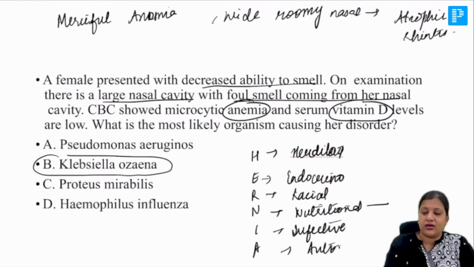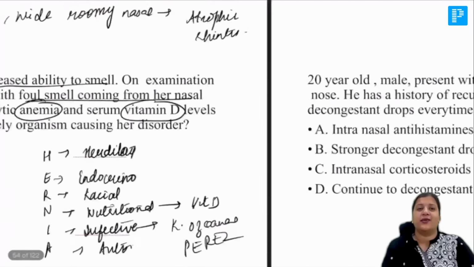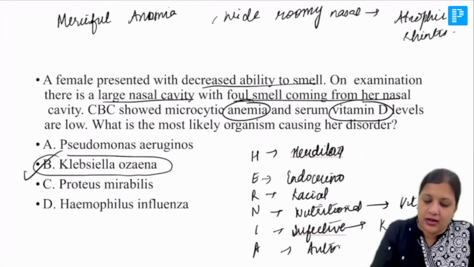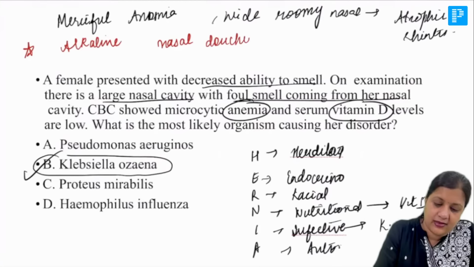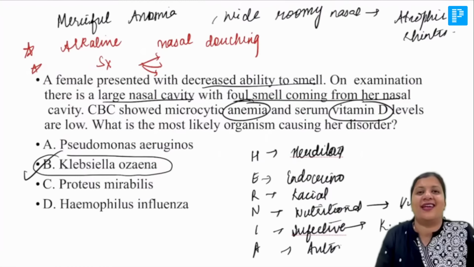So have they given you nutritional deficiency like vitamin D deficiency in your question? Yes. Which organism is infective? Klebsiella ozaenae, also called Perez's bacillus. So the answer is Klebsiella ozaenae. Okay. Before we finish that question, can you tell me what are the constituents of alkaline nasal douching solution? This is an MCQ, so I'm asking you what are the constituents of alkaline nasal douching solution? And what are the surgeries that we do here in atrophic rhinitis?